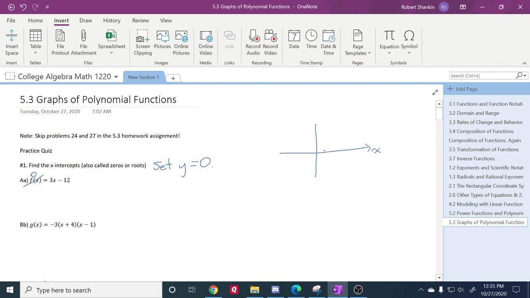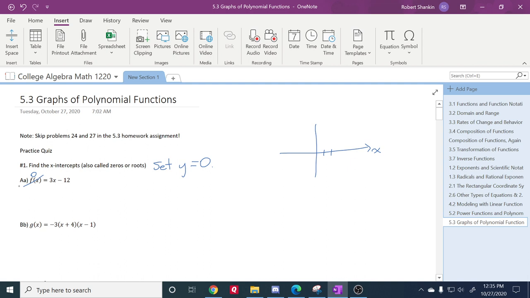The y-coordinate of a point is the height of that point. And its height has got to be 0. If it's a positive number, it's up above the x-axis. If it's a negative number, it's below the x-axis. Only if its height is 0 is it on the x-axis. So we take this and then we solve.